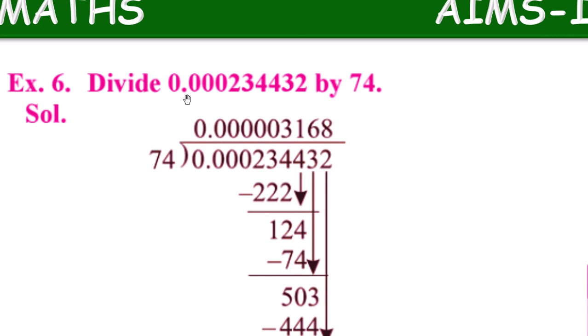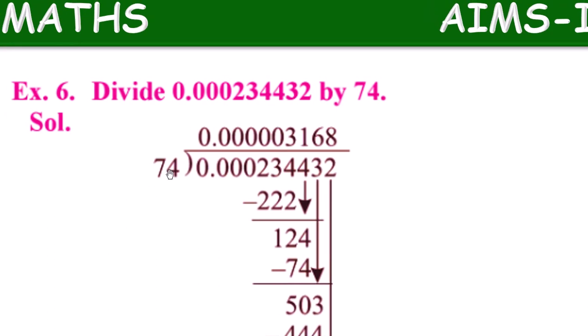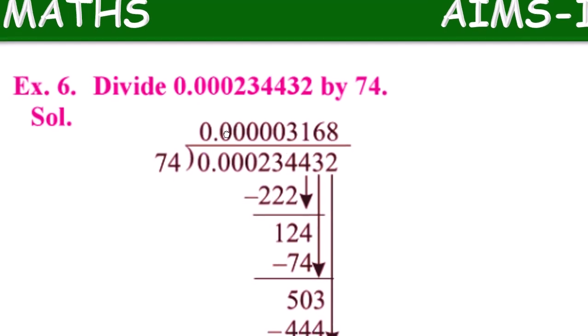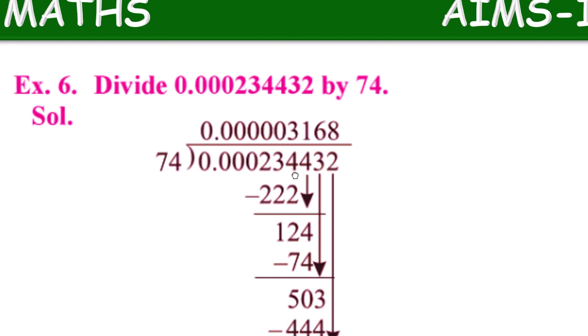Next, 0.123456789. After the point, we have 9 decimal places. We have to divide with 74. This 0 is not divisible. 0 we will keep. Point above point we will keep. This 0 also not divisible. 2 is not divisible. If you consider 2 numbers, 23 is not divisible. If you consider 3 numbers, 234 is divisible.